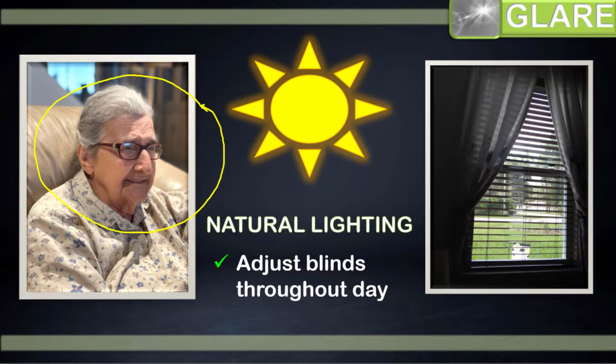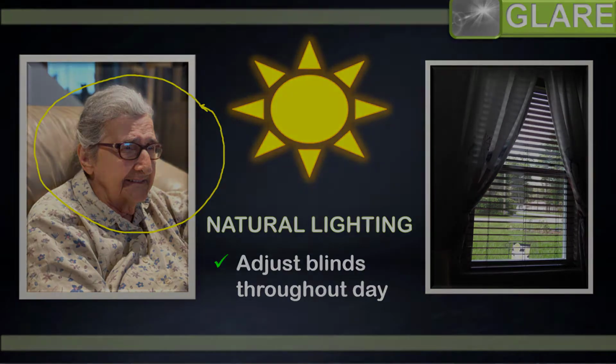So we have to understand about natural lighting, and that it comes in through our windows because of the sun, and as the sun moves throughout the day, we need to adjust our blinds so that there is no direct light to cause a glare. And if you don't have any blinds, then it's going to be a really good idea that you get some so that you can adjust how much light is coming through.